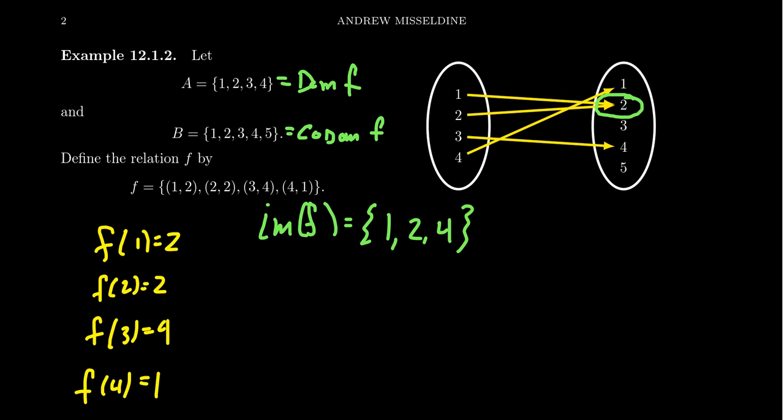Both 1 and 2 go to 2. That is perfectly fine. Functions are allowed to do that. Now, we will see examples of functions in the future where different places will point to different things, but that gets us a little bit ahead of ourselves.